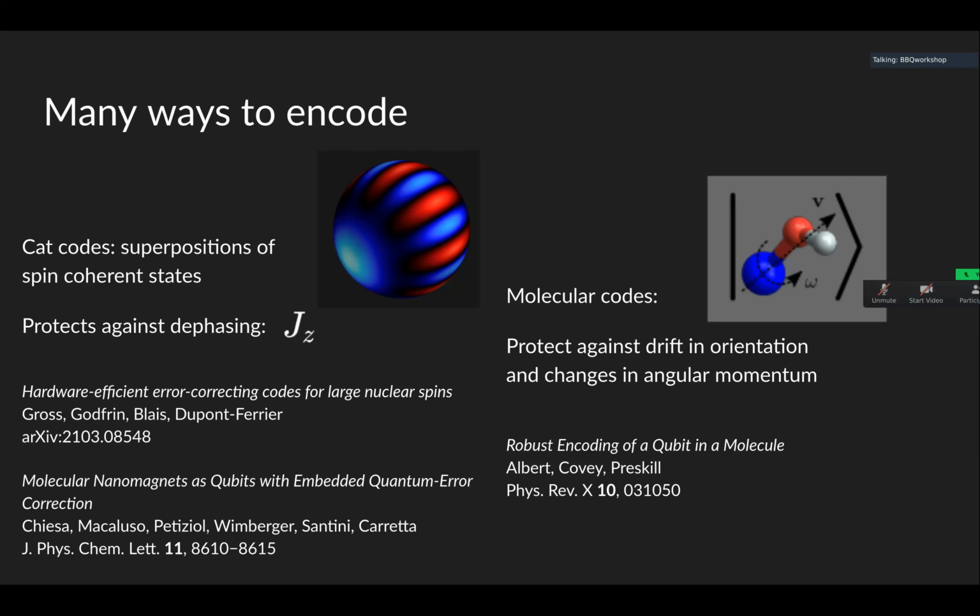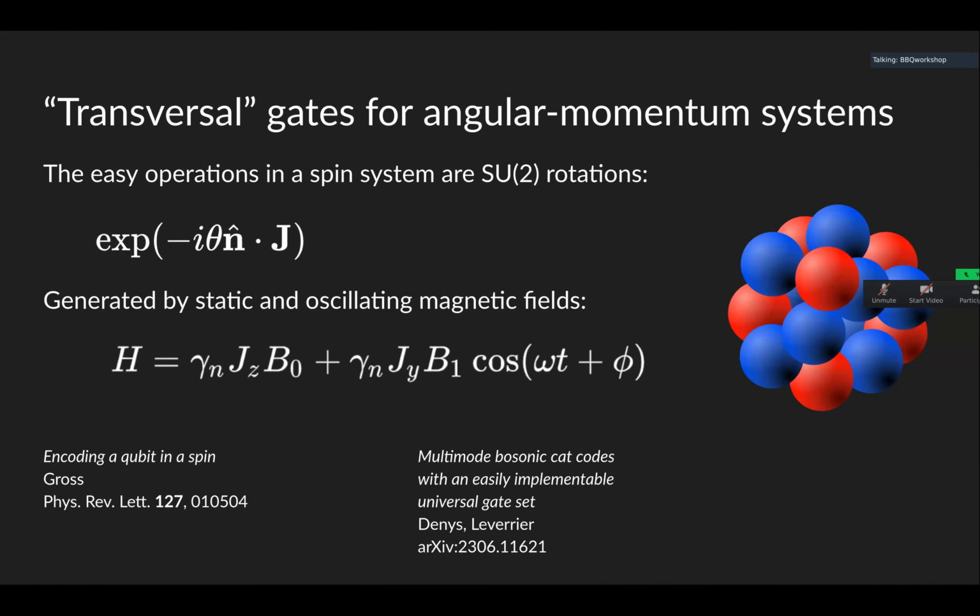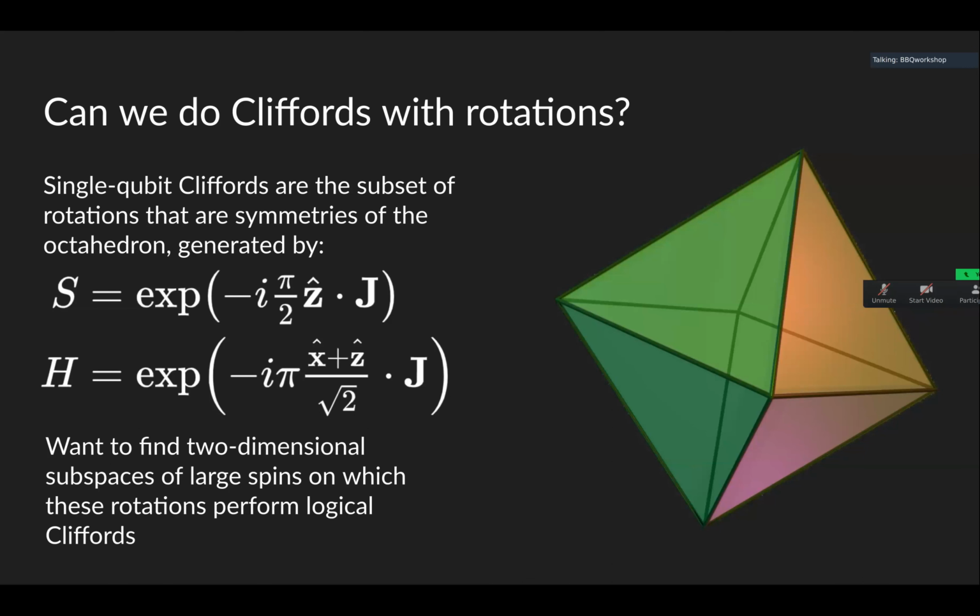But the perspective that I'm going to come from is I want to think about encoding quantum information in such a way that I can do my logical operations using transversal gates. And what transversal gates means in a spin system is unitaries generated by linear Hamiltonians in the angular momentum operators. And so this approach is very similar to what Arlie was talking about earlier this afternoon, her talk on oscillators. So for most of the rest of this talk, I'm just going to focus on trying to implement Clifford operations with these transversal unitaries.